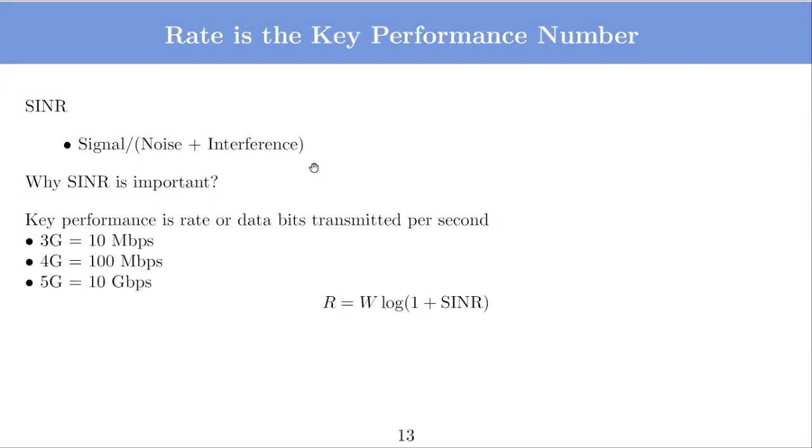And then again, if I ask you, what is the key performance measure of any network from your perspective? When you go to a cellular operator and buy their SIM, what is the question you ask to know which operator's SIM is better? We talk about data rates. A company claims that I can give you 100 Mbps, another 10 Mbps, so you will of course buy the 100 Mbps. So eventually this data rate is very important.